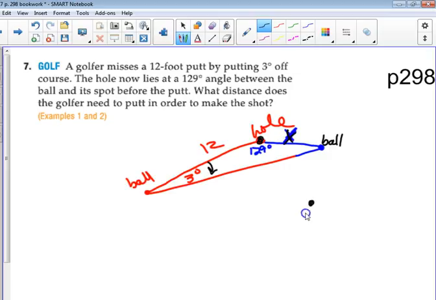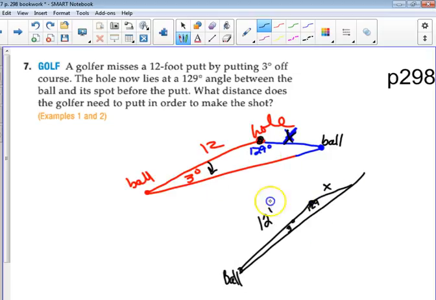It says, here's the hole he's aiming at, and here's the golf ball over here, okay? Currently he knows he's got a 12-foot putt, but he putts and he misses. Well, that was bad. Let's try that again. He putts and he misses by 3 degrees in here, okay? The angle from where he wanted to, here at the hole, this angle basically is 129 in here. And he needs to figure out how far he still has to putt back to the hole.